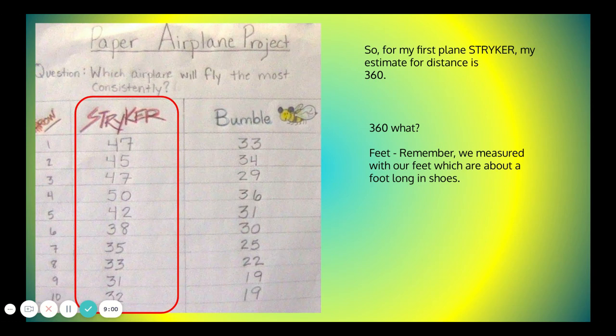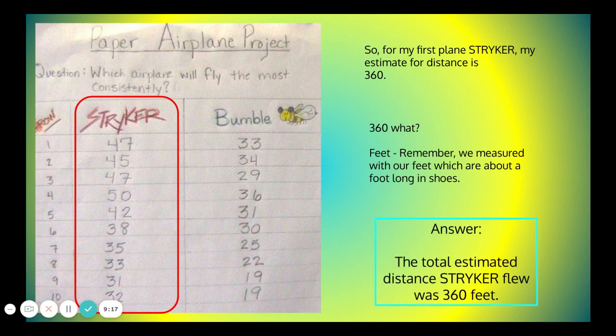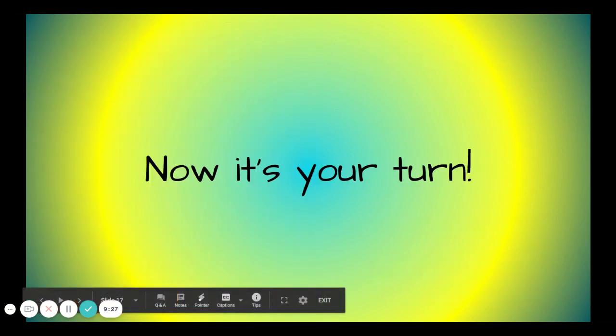Well, in this case, it would be feet. Because remember, we measured with our feet, which are also about a foot long in shoes. So generally, we do mean feet. This lets us know what we're using to measure. So the answer to this is the total estimated distance Stryker flew was 360 feet. Okay. Now it's your turn.